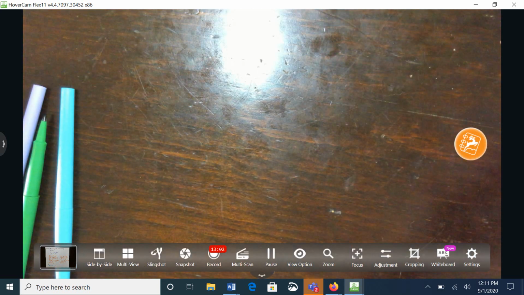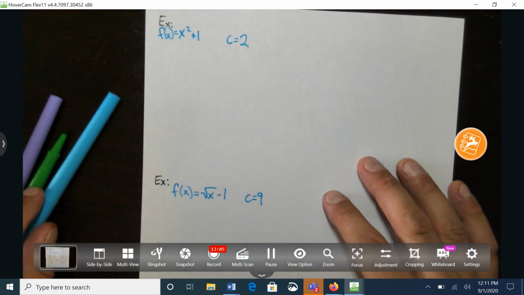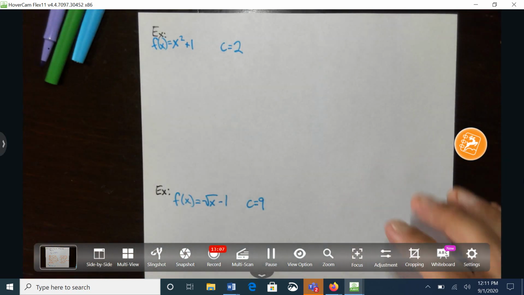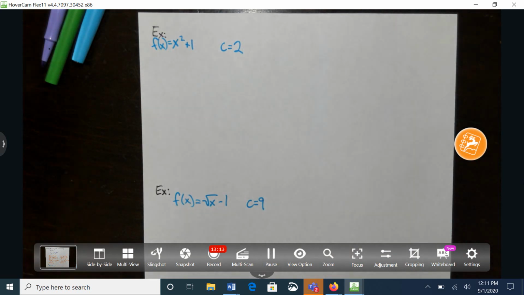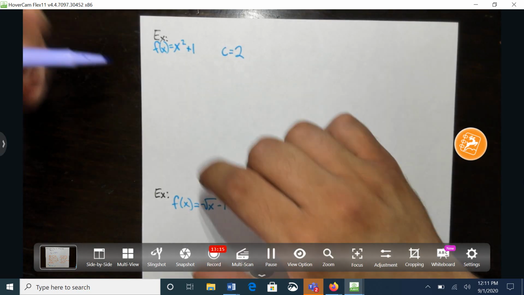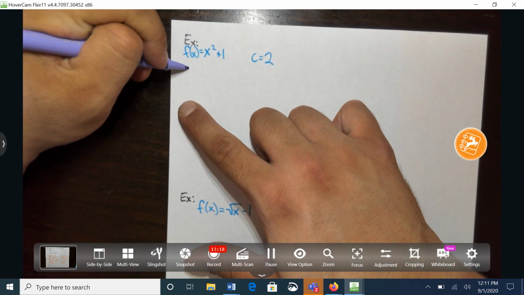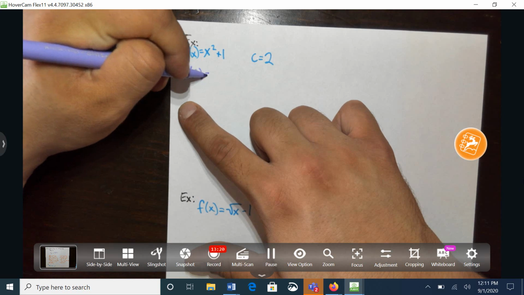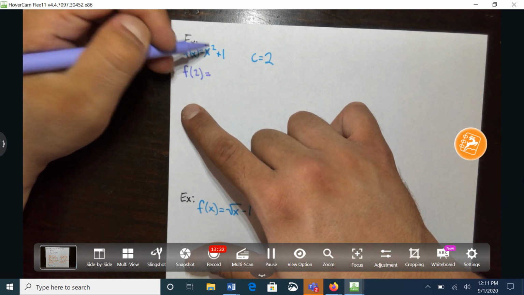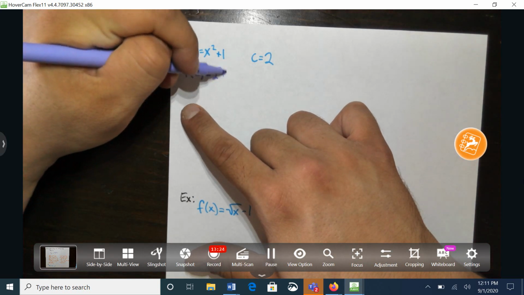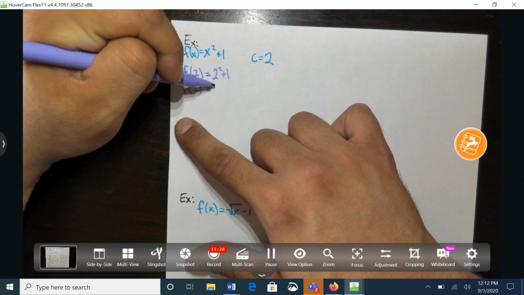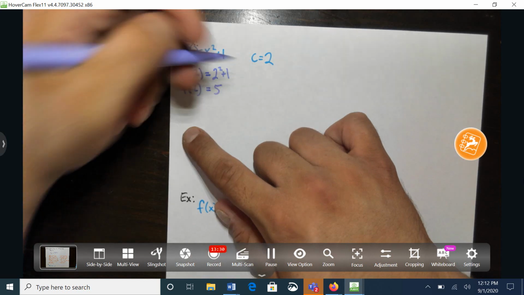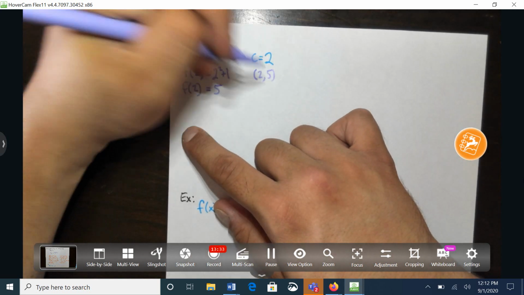All right. So let's take a look at this one. We have x squared plus 1, and then c is equal to 2. So first step, plug in c to find f of c. So that would be f of 2. So f of 2 is equal to 2 squared plus 1, which is 4. No, 5. So our point of concern is at 2, 5.